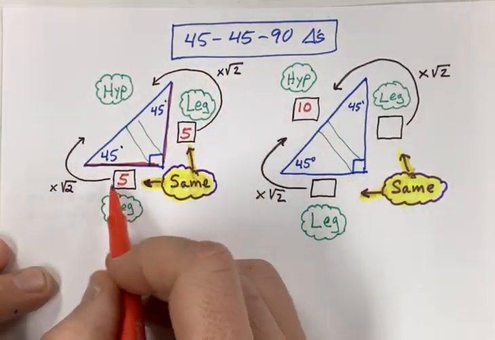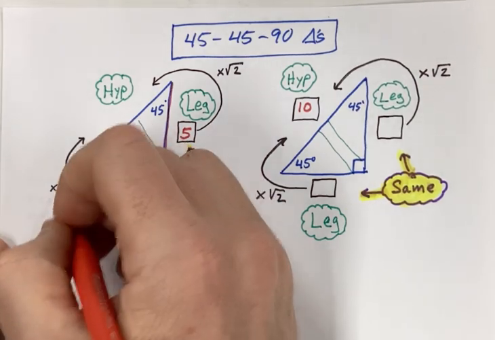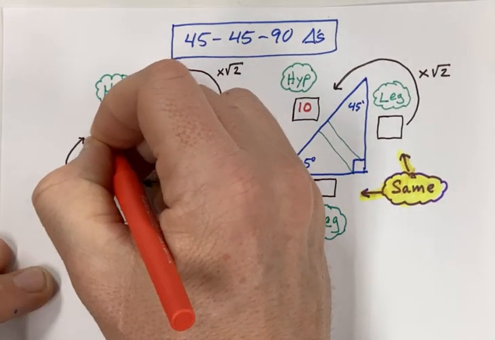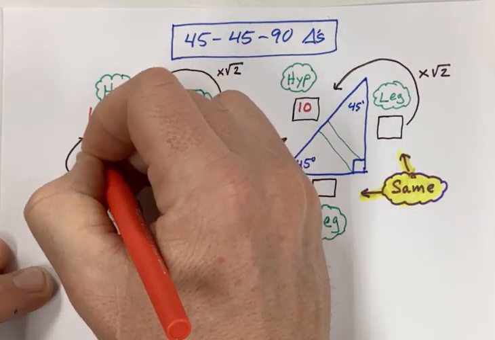So this length is very easy to write. You just take the length of the leg times the square root of 2. So that makes this 5 square root of 2. Very easy to come up with.